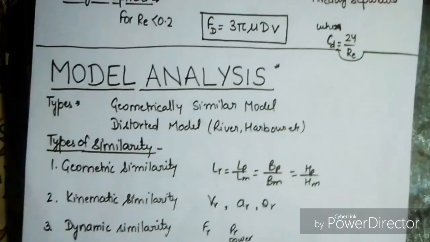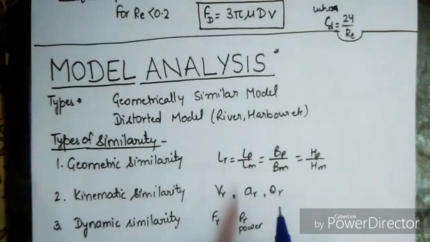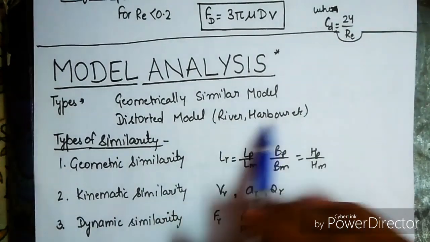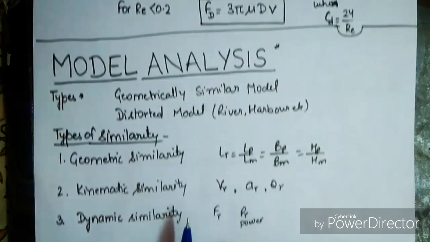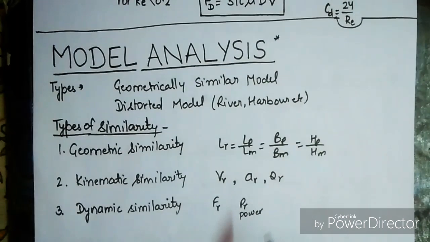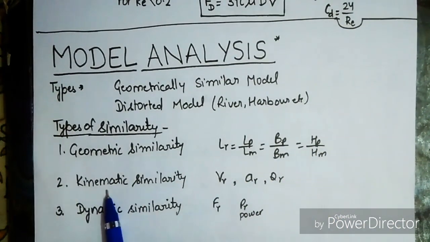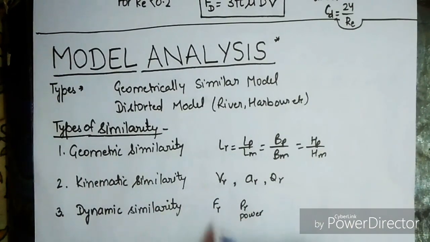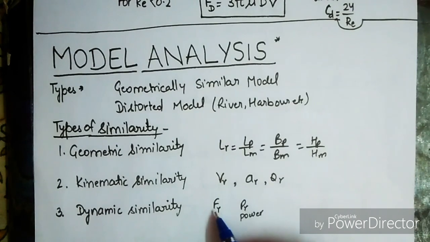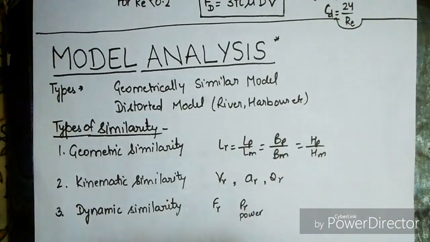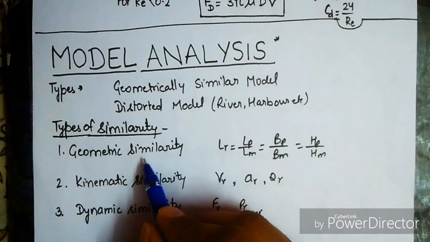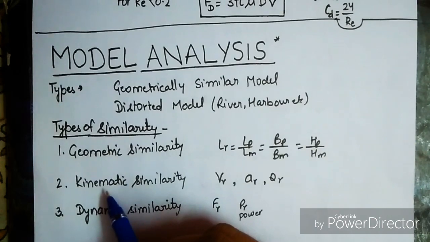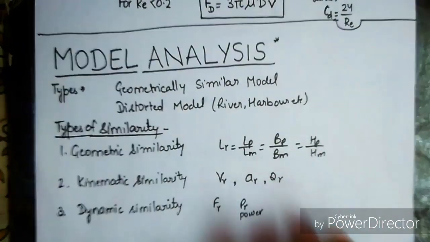The next topic in fluid mechanics is model analysis. In model analysis, we have different types: a geometrically similar model and a distorted model, like river and harbor models. Types of similarity: geometric similarity, in length, width, etc. Kinematic similarity, in velocity, acceleration, discharge. Dynamic similarity is for forces, power, etc. For kinematic similarity, geometric similarity must exist, and for dynamic similarity, both geometric and kinematic similarity must exist.